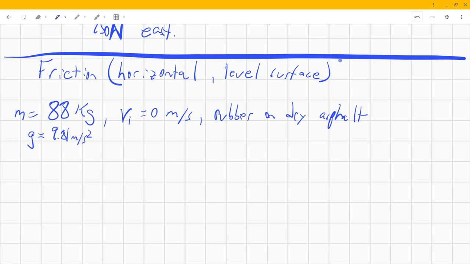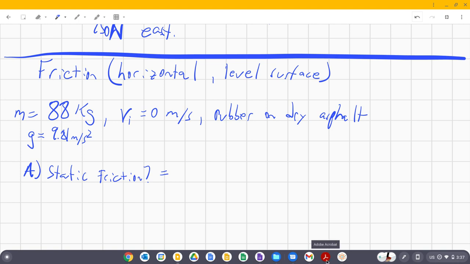Now what we could do is solve for the amount of friction that would have to be overcome in order to get this object to start sliding. So the first thing we'll answer is, what is the static friction that would have to be beaten in order to start this object sliding?